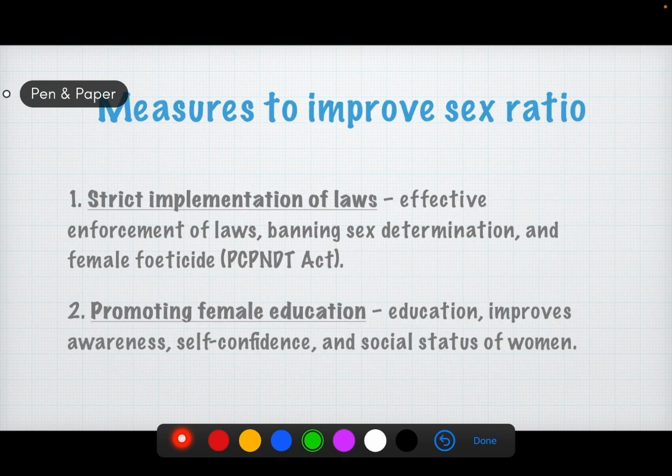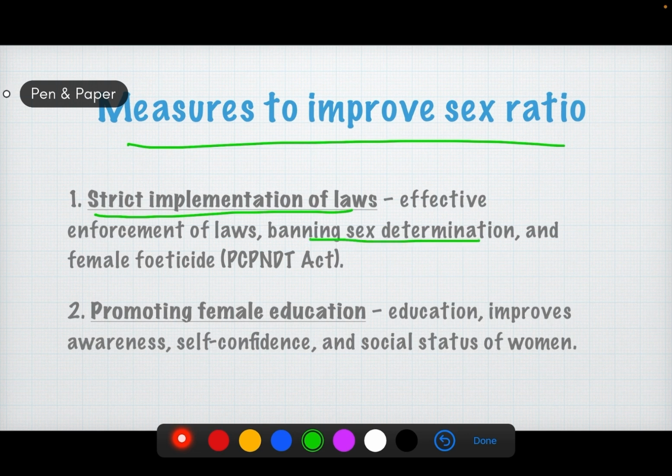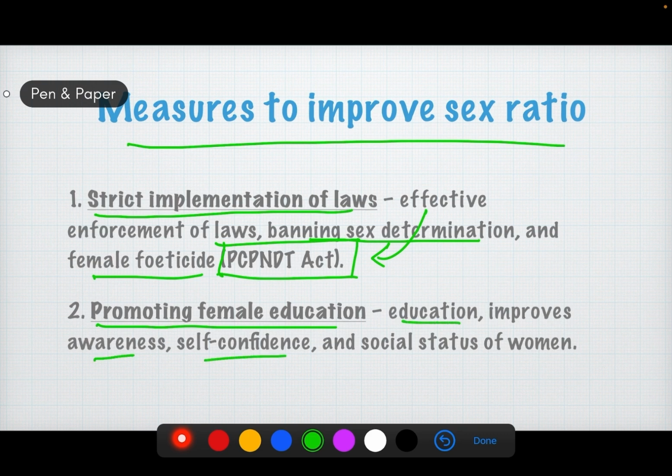Now what are the measures to improve the sex ratio? First, strict implementation of laws, effective enforcement of laws banning sex determination and female feticide, that is the PCPNDT Act. So we have to effectively implement this act. Second, promoting female education. What will that do? Education improves awareness, self-confidence and social status of women.